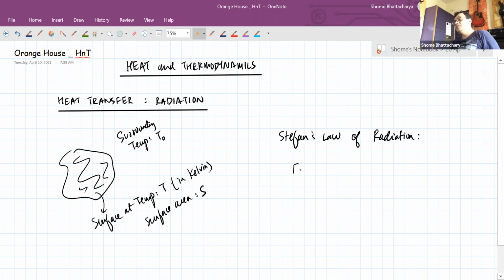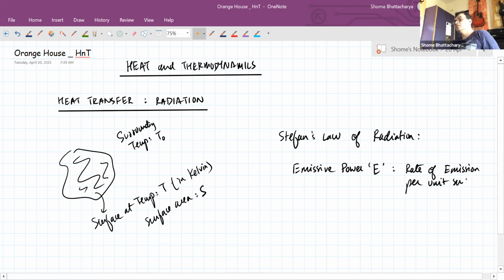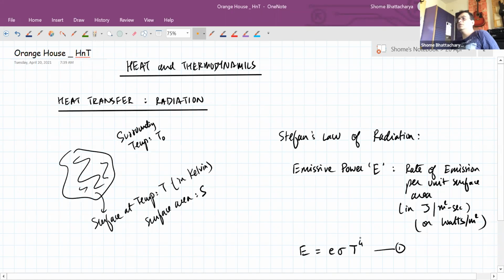It states that the emissive power E, which is the rate of emission per unit surface area, so it is in joules per meter square per second or watts per meter square, is given by the formula emissivity into Stefan's constant into the surface temperature to the power 4. So this was the first important equation we had seen.